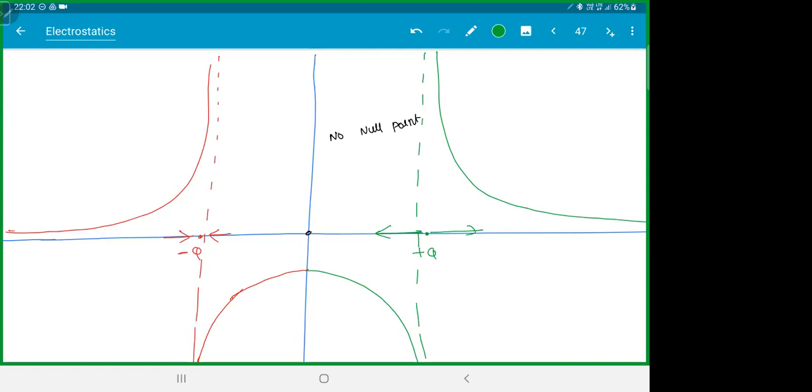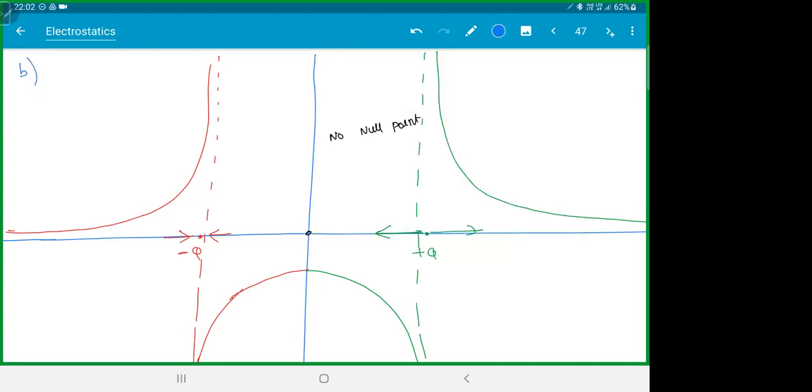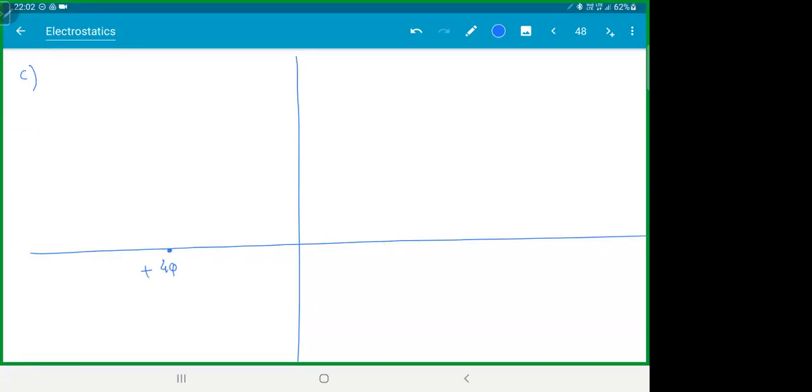Clear with this thing. There's a better version of this. There's an even better one, something which I would say will reach advanced. What if I have 4Q plus and a minus Q? How do you do this? This is interesting. Equidistant.